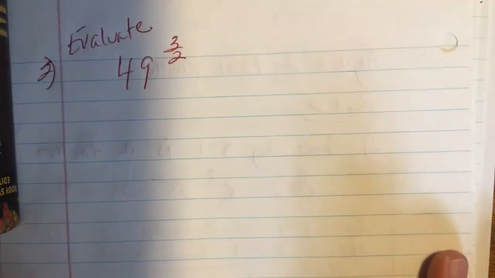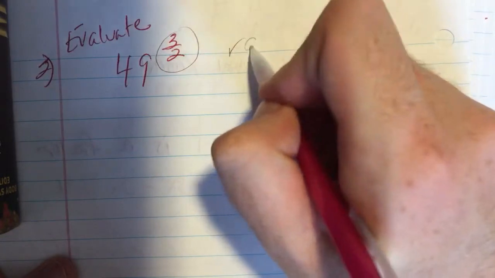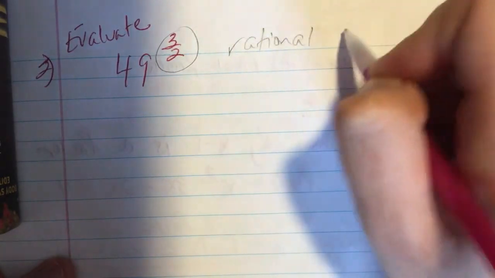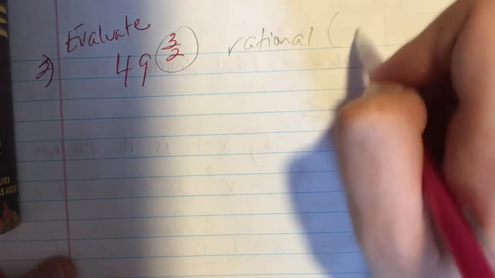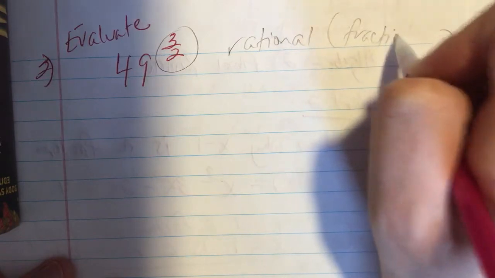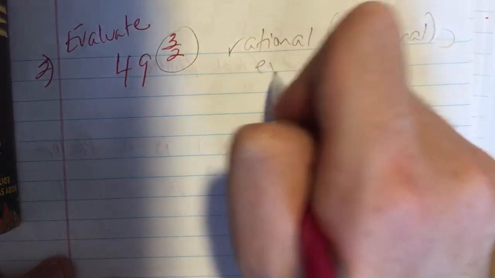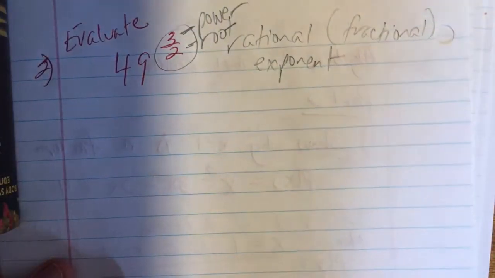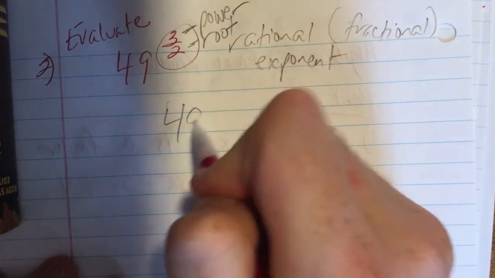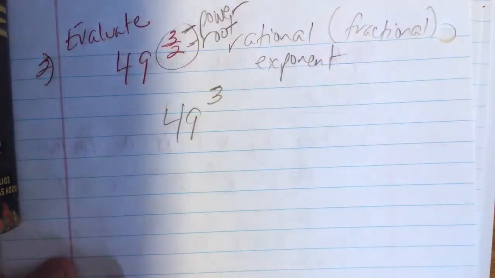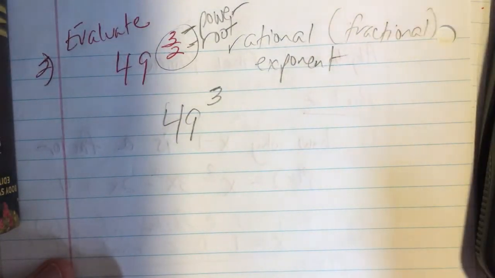Number 2, we're evaluating 49 to the 3/2 power. Whenever you have a rational exponent, such as 3/2, a fraction, the numerator of that fraction is used as the power, and the denominator of that fraction is used as the root. So we're going to take the base of 49 and raise it to the 3rd power and find out what that is using our calculator.